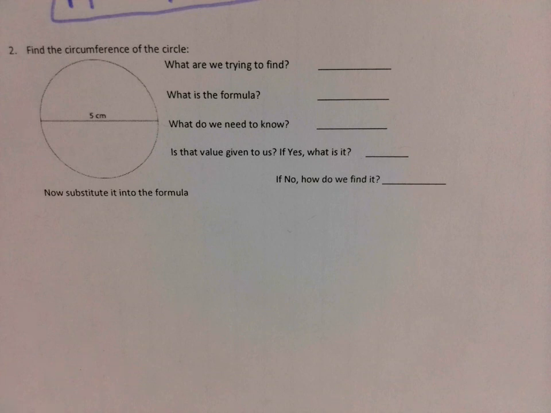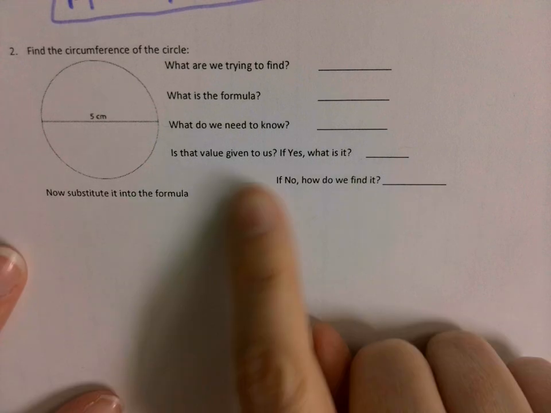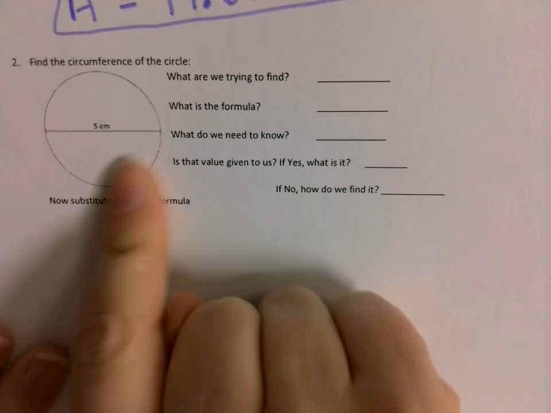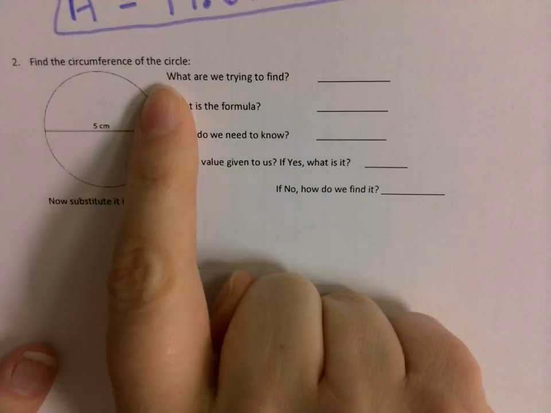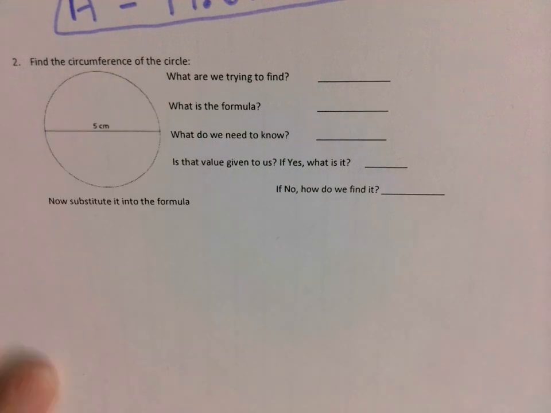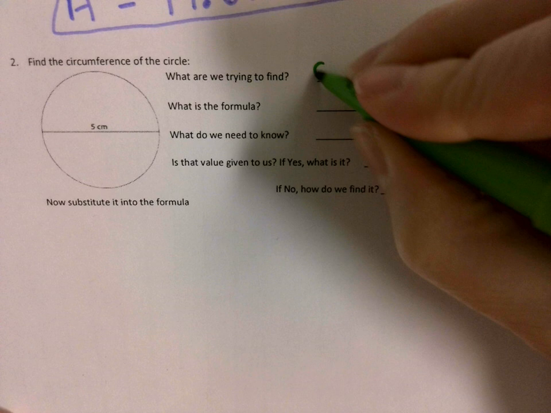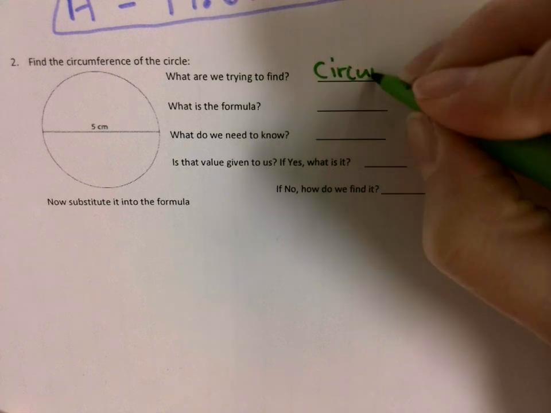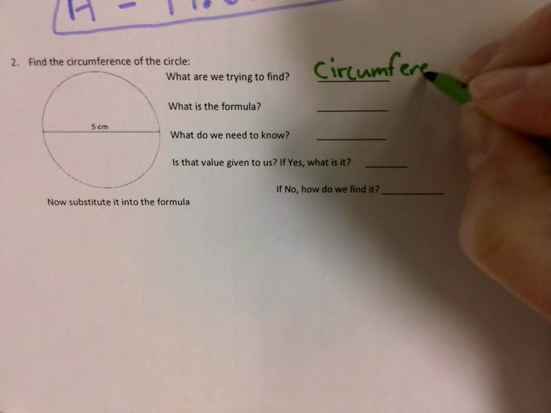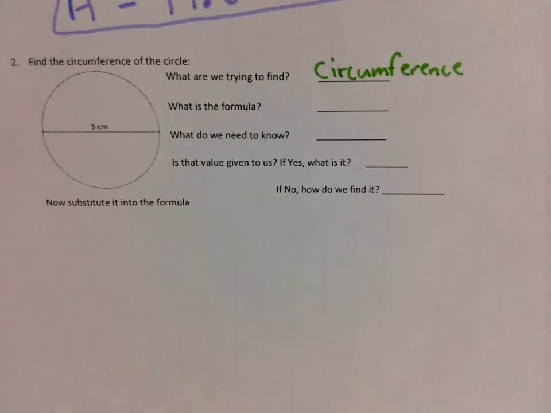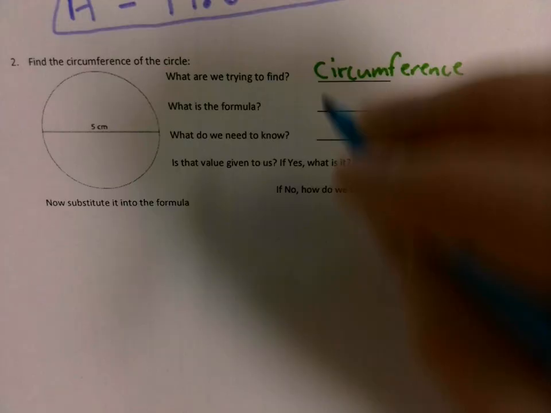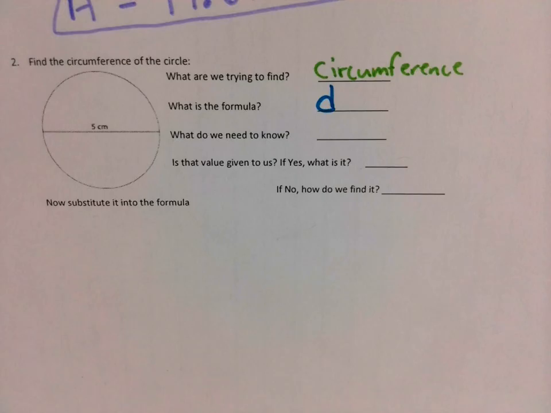All right, let's go ahead and go over this one. For problem number 2, we're given the circle with the diameter of 5. The question says, what is the circumference? So what are we trying to solve for? Circumference. What is the formula for circumference? C equals d pi. So diameter times pi.